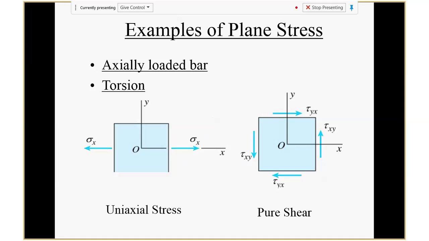Tension, right? When you have a bar, if you stretch it, you look at any spot there, there's only normal stress. We talked about cutting cross sections, right? So there will be only normal stress. So that's basically a tension condition.